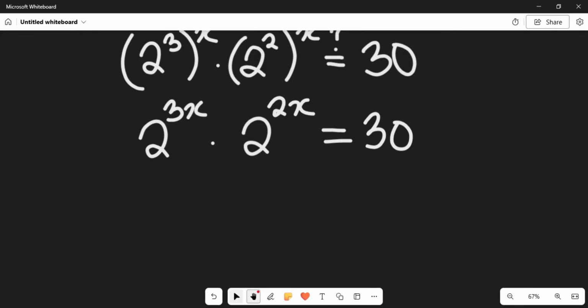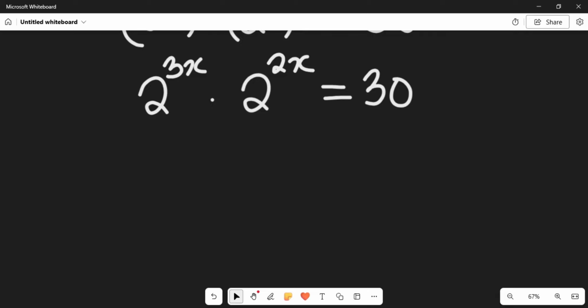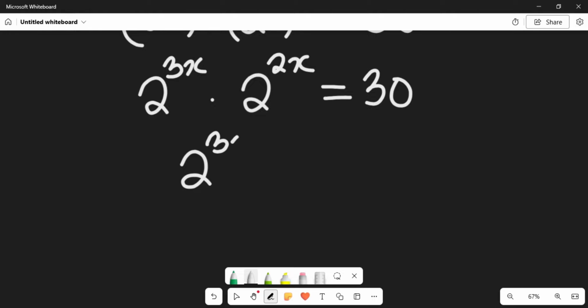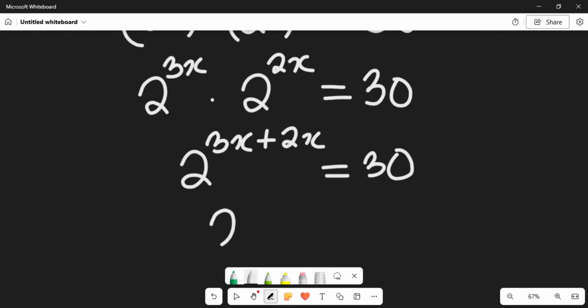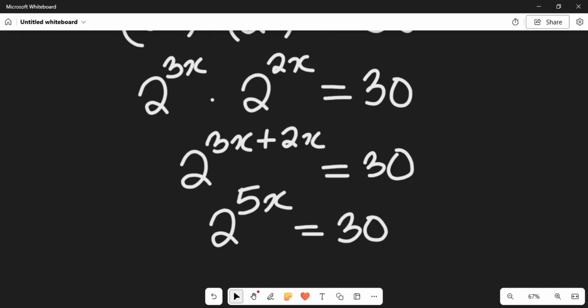Now, from this expression, what do we do? Remember the index expression we did, common base, the powers will have to add. So we're going to have this become 2 to the power of 3x plus 2x equal to 30. So from here, we'll have 2 to the power of 5x to be equal to 30. Now let's bring this home.